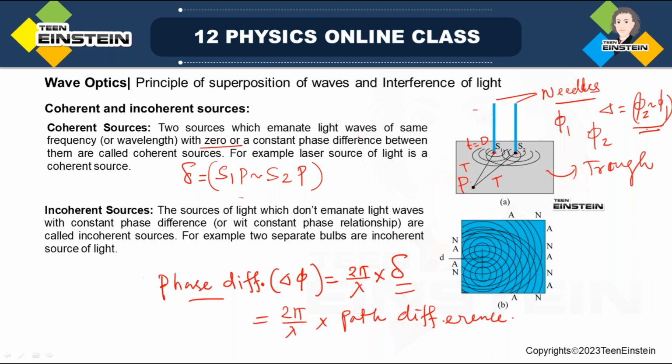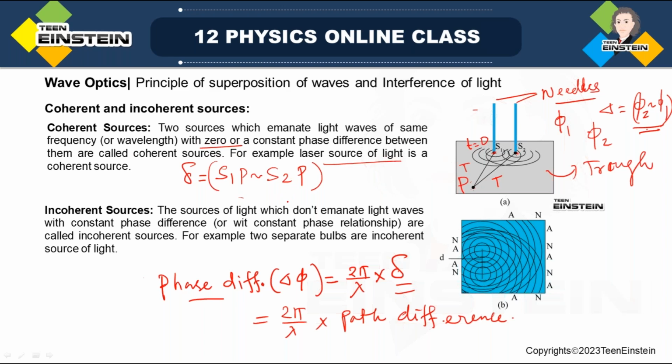So two sources which emanate light of the same wavelength or frequency with zero or constant phase difference between them are called coherent sources. For example, laser sources are highly coherent sources; they produce very coherent light. You can remember this example.